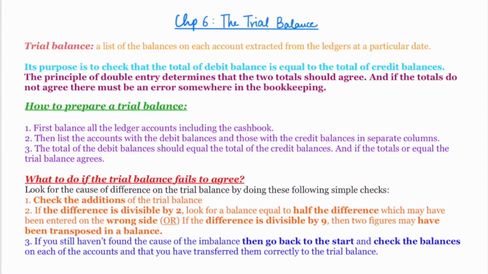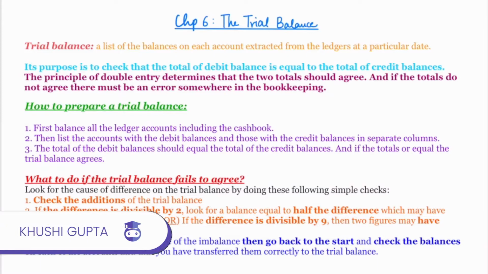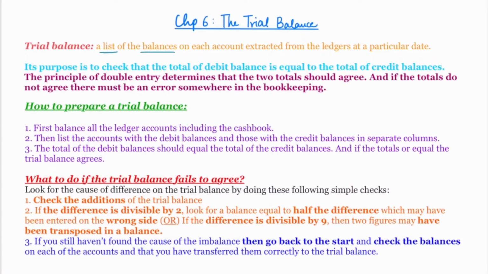Chapter 6, the Trial Balance. What is a trial balance? It is a list of the balances on each account extracted from the ledgers at a particular date. Now its purpose is to check that the total of the debit balances is equal to the total of the credit balances. Now this is important.